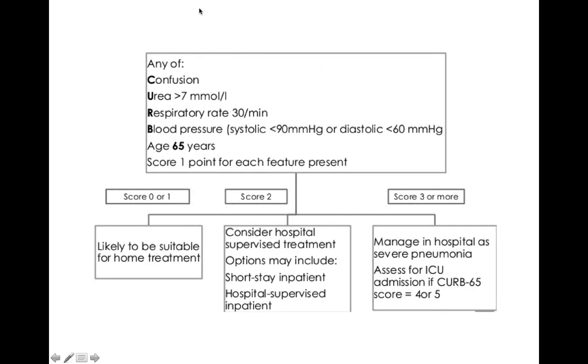If the patient has a higher score, like 4 or 5, we will go for ICU admission. Also if the patient is immunocompromised, like HIV positive, or has comorbid conditions like diabetes mellitus or COPD, or has respiratory distress syndrome, in those conditions also we will hospitalize the patient. So these are not the only criteria. If the patient has comorbid conditions, we will also hospitalize the patient.